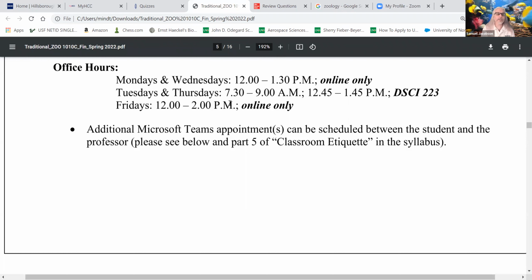On Tuesdays and Thursdays, you can see when I'm at HCC, 7:30 to 9 is one set of office hours, and then 12:45 to 1:45 is another set. Around that, I have classes and meetings and all sorts of stuff. I'm part of the engineering club and that kind of thing to go and deal with. And then Fridays, I do have online office hours, which means emails again, as well as discussions will happen. I'll show you that momentarily. Now, you can also schedule Microsoft Teams appointments if you wish.